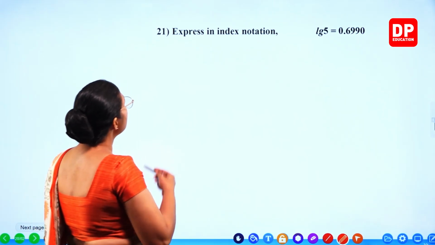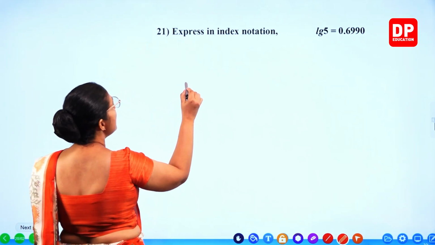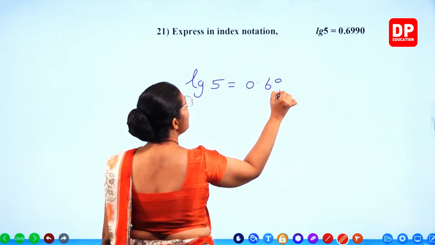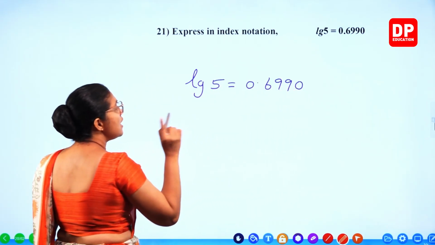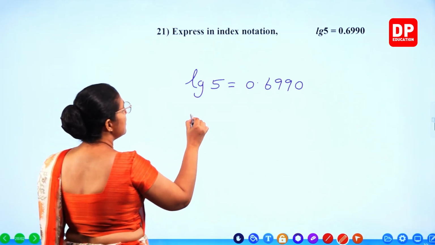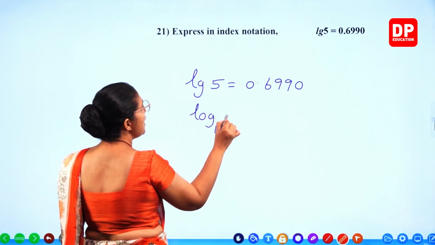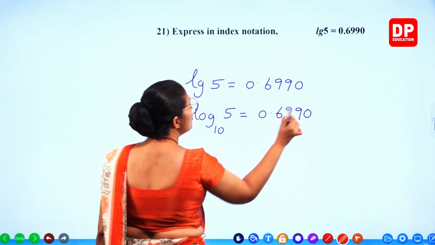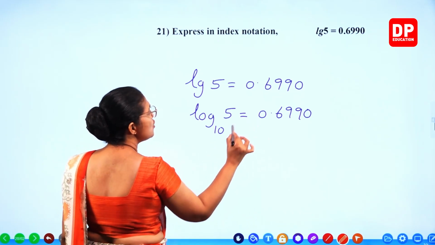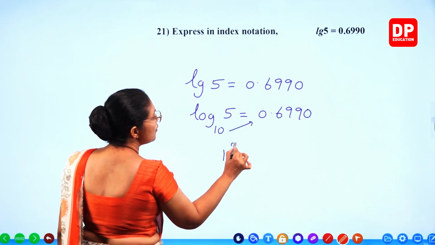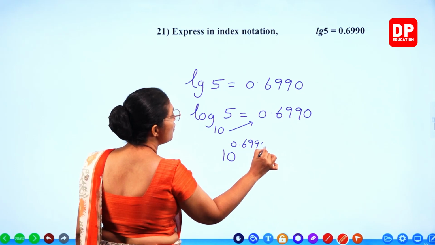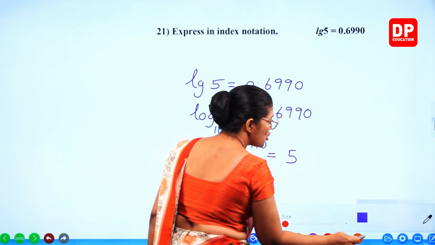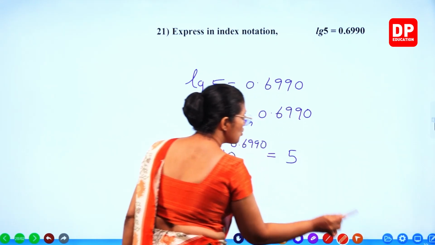Question number 21. Express in index notation lg 5 is equal to 0.6990. What is lg? That means base 10. You can rewrite this as log 5 base 10. Then how do you convert to index notation? 10 to the power 0.6990 is equal to 5. That's the index notation. So you get 2 marks for that.